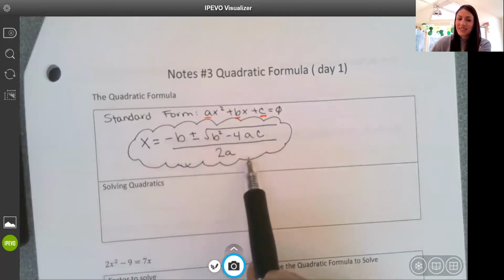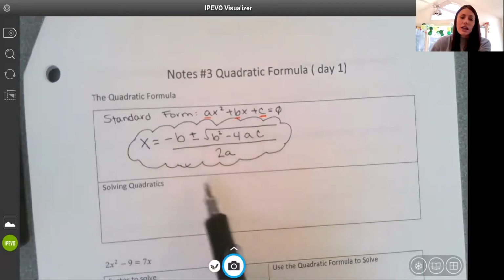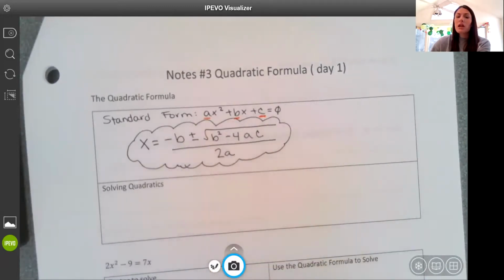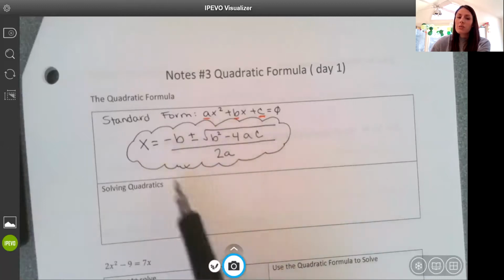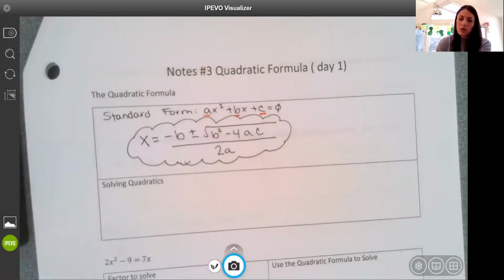Clearly not a singer, I'm a math teacher, okay, but it works and it helps you remember the setup so that you don't have to keep flipping back and look at the quadratic formula. Okay, and I'll post that song in there as well. And I encourage you to start humming that tune as you're writing it, and it'll help you remember.